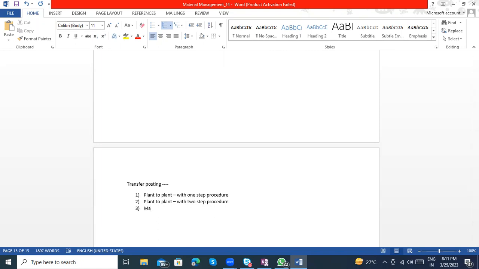Other than this, we have material to material transfer also. When we're talking about the one step procedure, there is a movement type like 301. When we're talking about the two step procedure, it will be 303 and 305. Then material to material transfer is 309.